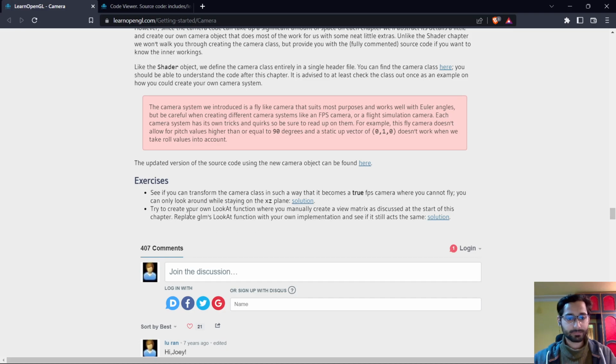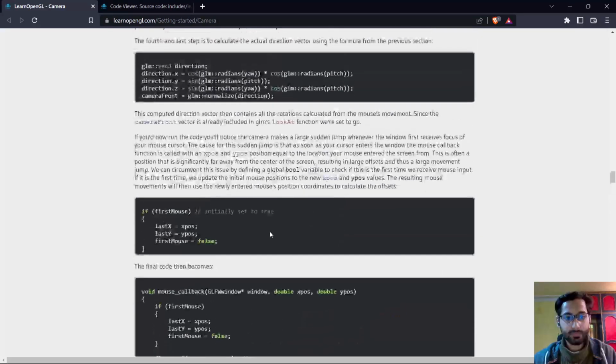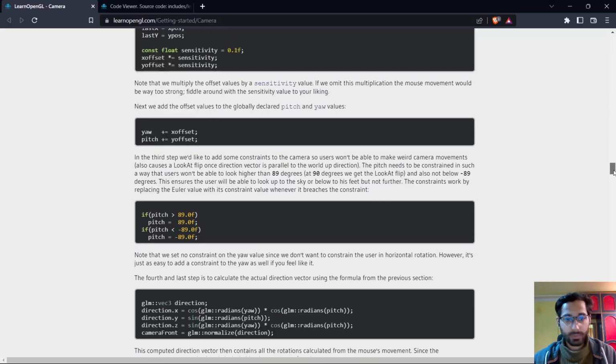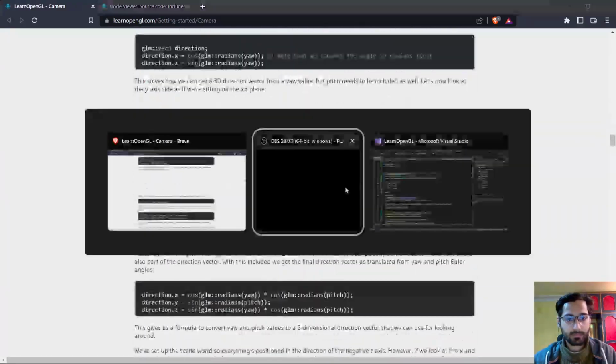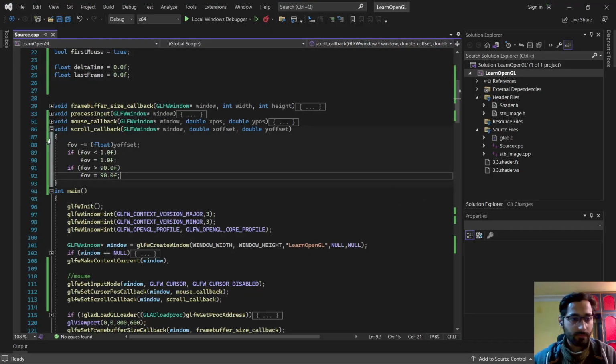It's like the same. Okay. So let's try this one. Oh, this is kind of weird. Okay, see if you can transform the camera class in such a way that it becomes a true FPS camera where you cannot fly. You can only look around while staying on the xz plane. When we are moving, let me see.